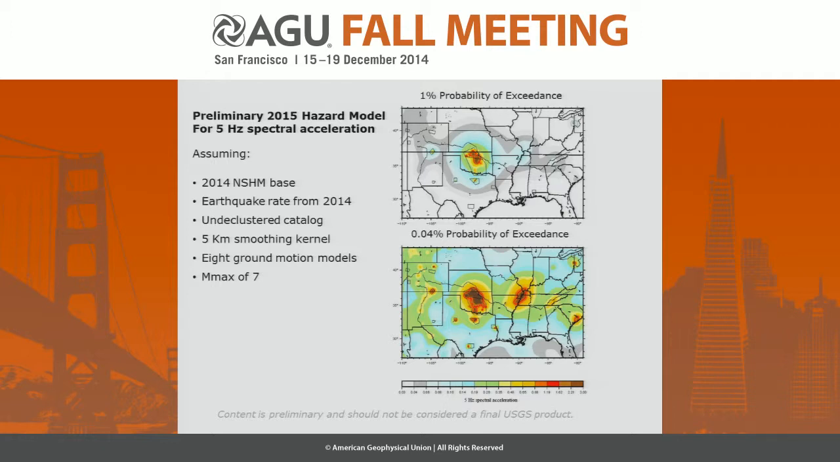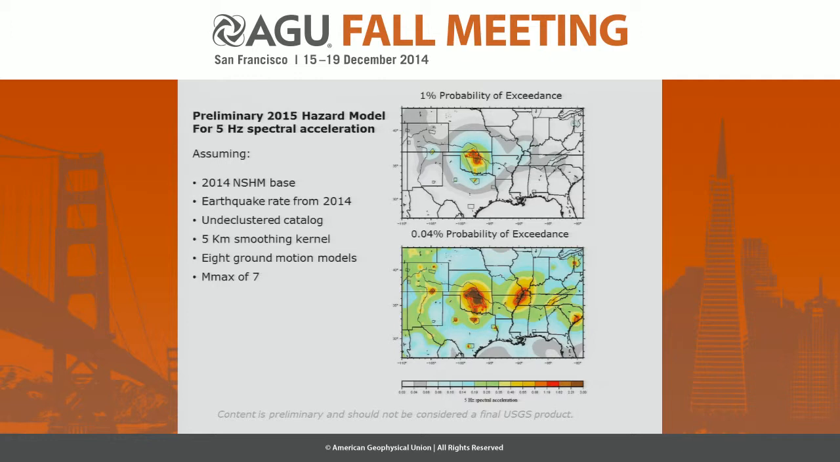So on a 1% probability of exceedance in 1 year, this is the map we see, and you can see that it's this north central Oklahoma area, which is the bullseye. The ground motions are not trivial. This is a 5 hertz spectral acceleration, and they're typically around 1 g or a couple of gs in these areas. So this could be significant ground motion.